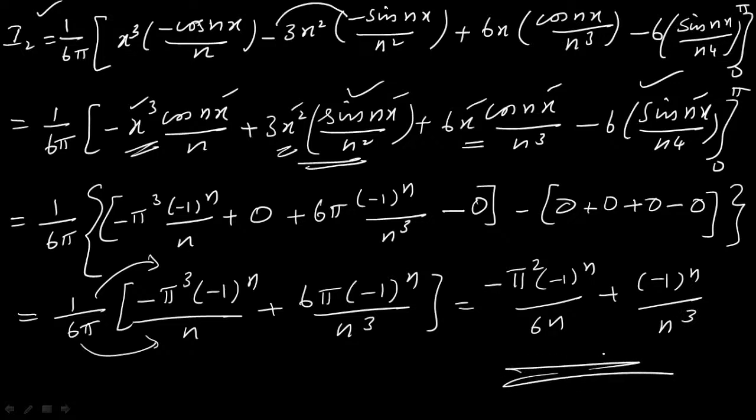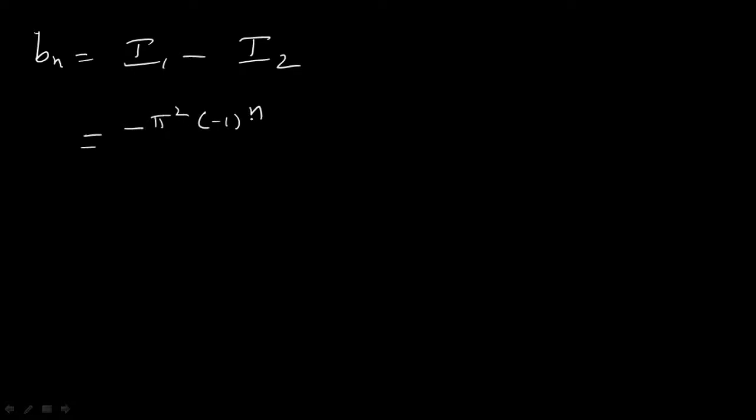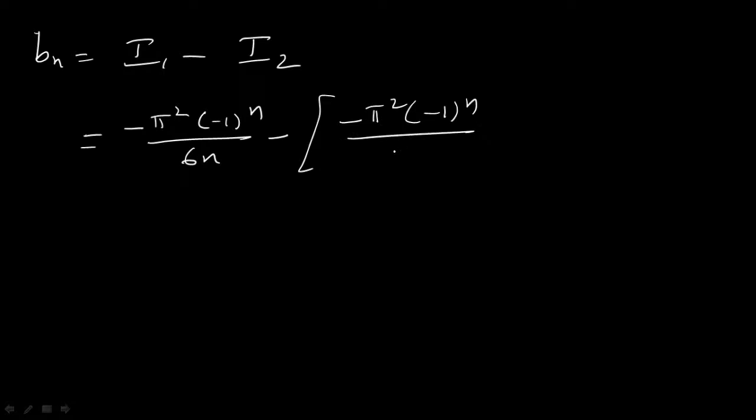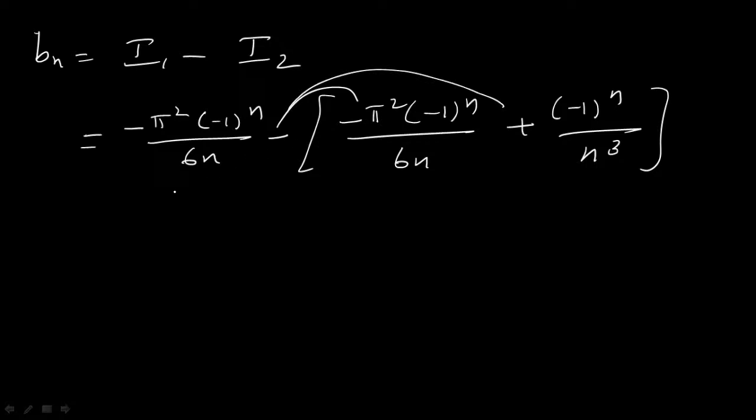So substitute both the values of I1 and I2 in equation A. What is your equation A? That gives you the value of Bn. That is, Bn is equal to I1 minus I2. Your I1 value is minus pi square minus 1 whole power n divided by 6n, minus I2 value, which is minus pi square minus 1 whole power n divided by 6n plus minus 1 whole power n divided by n cube. What happens here? Minus and minus becomes plus, plus minus becomes minus.